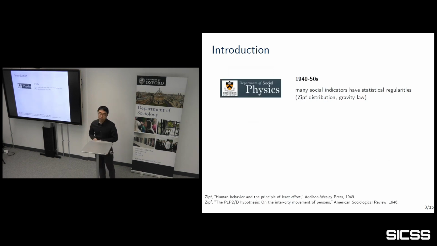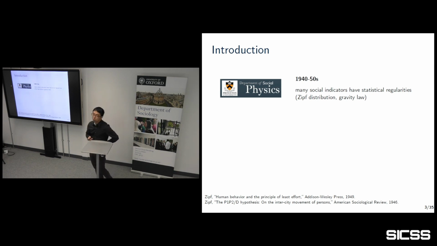The second wave took place in the mid-20th century. Again, the concept of social physics was reinvented. There was actually a research group called Department of Social Physics in Princeton in the mid-1950s. It existed for 20 years or something. The main drivers of this wave was that many social indicators have been found to have statistical regularities, such as the Zipf distribution or gravity law.